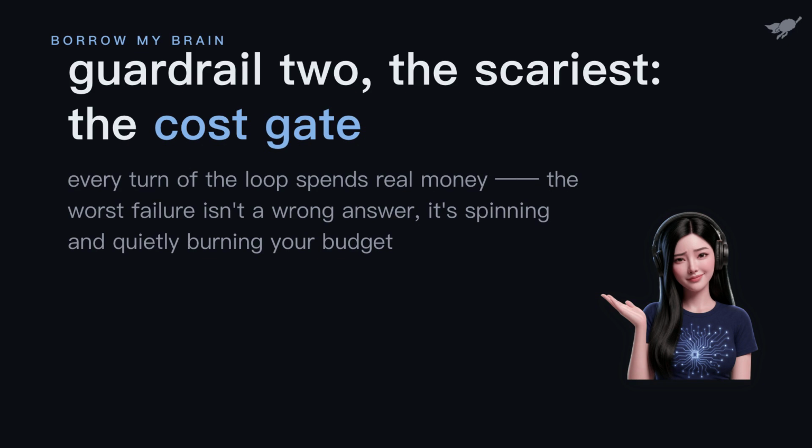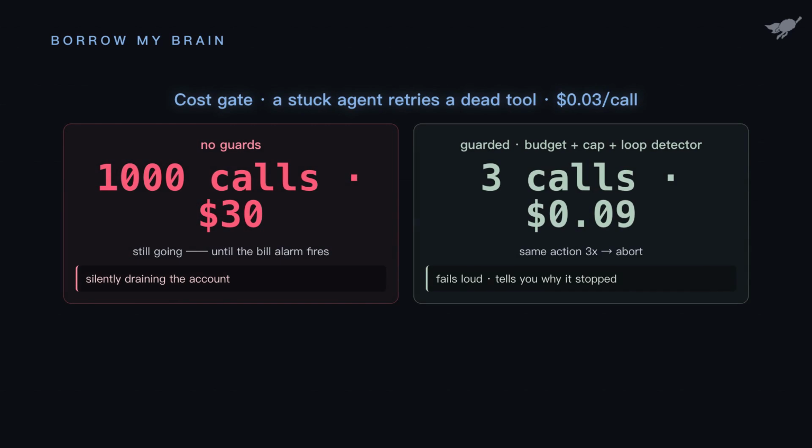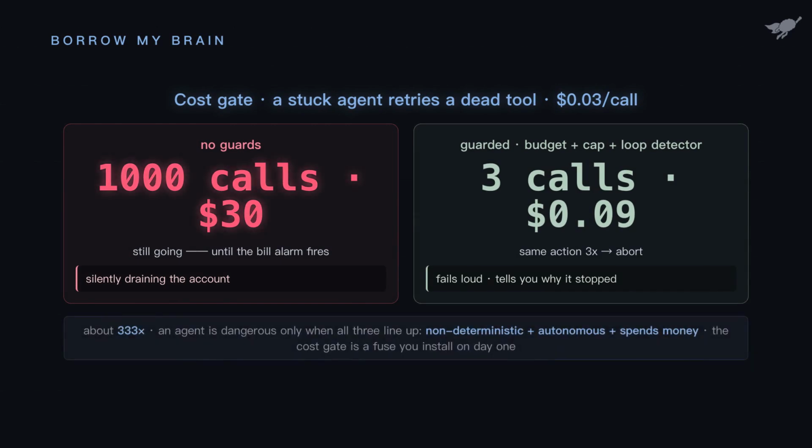Let's simulate one. A tool goes down, the model has no idea, and it just keeps deciding to retry it. With no guardrails, it just keeps retrying. 1,000 calls in, $30, still going. In production, this is burning all the way until the billing alarm goes off.